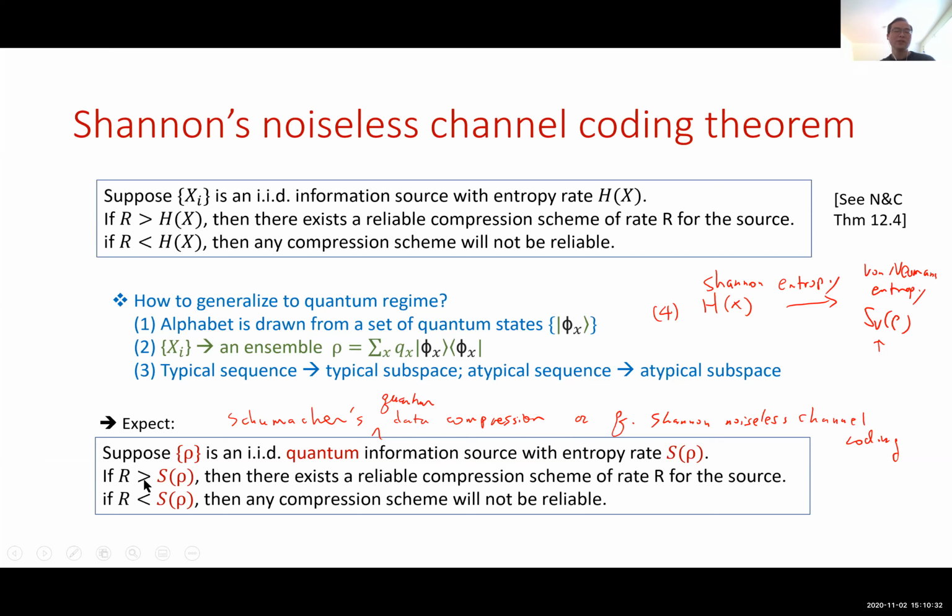If this rate is greater than the von Neumann entropy, then there is a reliable scheme that you can compress the source, okay? If you're trying to compress with a rate less than this von Neumann entropy, then the compression will not be reliable, okay? So that's a straightforward generalization. So how do we prove this, or at least how do we understand this intuitively? Before I do that, I want to pause to see if you have any questions on the generalization.